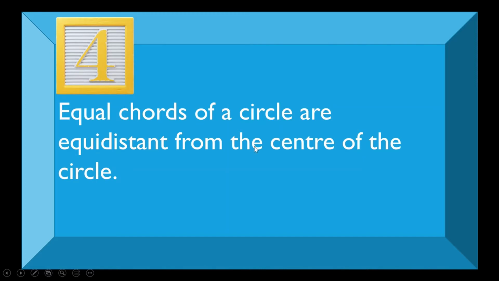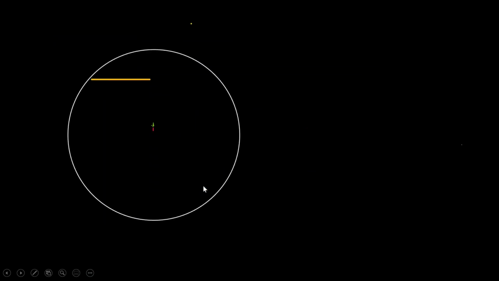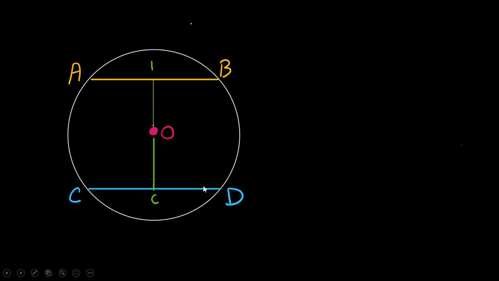So the fourth one is: equal chords of a circle are equidistant from the center of the circle. Equidistant means it is the same distance. So if the chords are taken equal, then the distance from the center will also be equal. Let's see this. So if this is a circle, and these are chords of equal length, let the chords be named AB and CD. This is the center O, and PO and QO are the distances from the center.